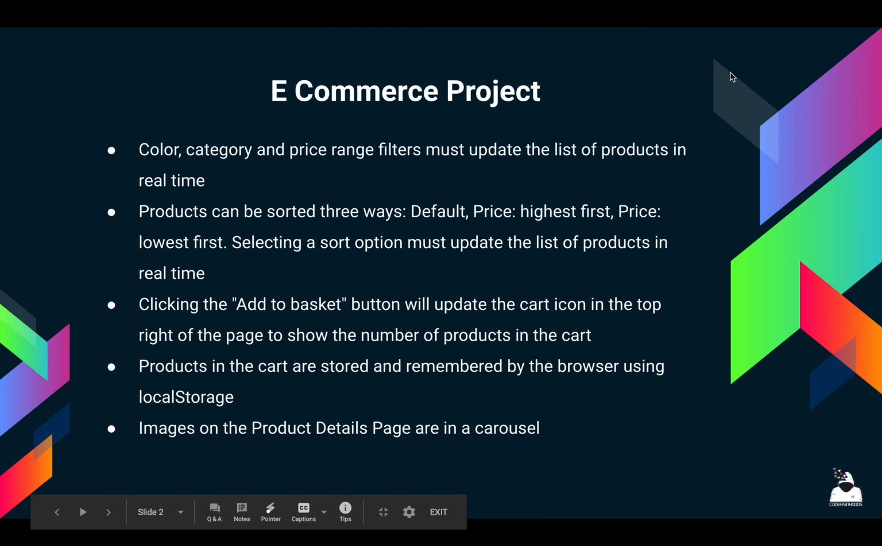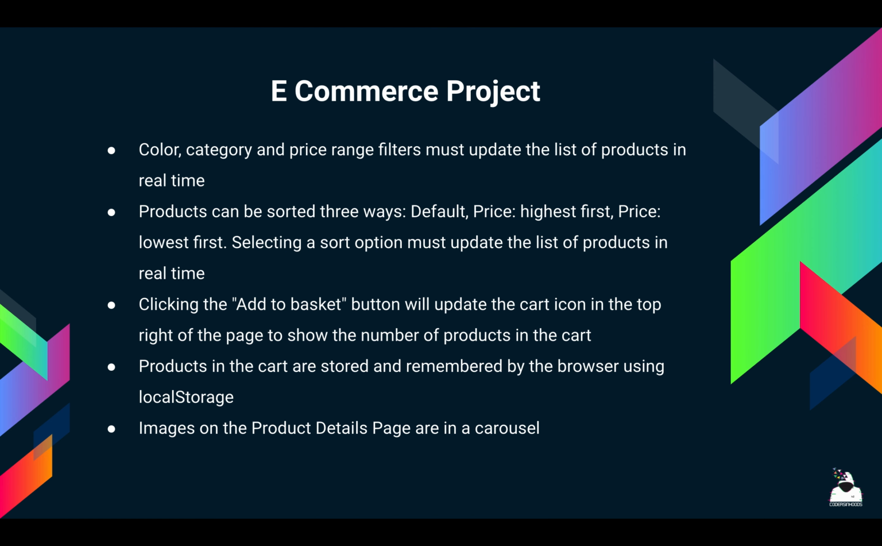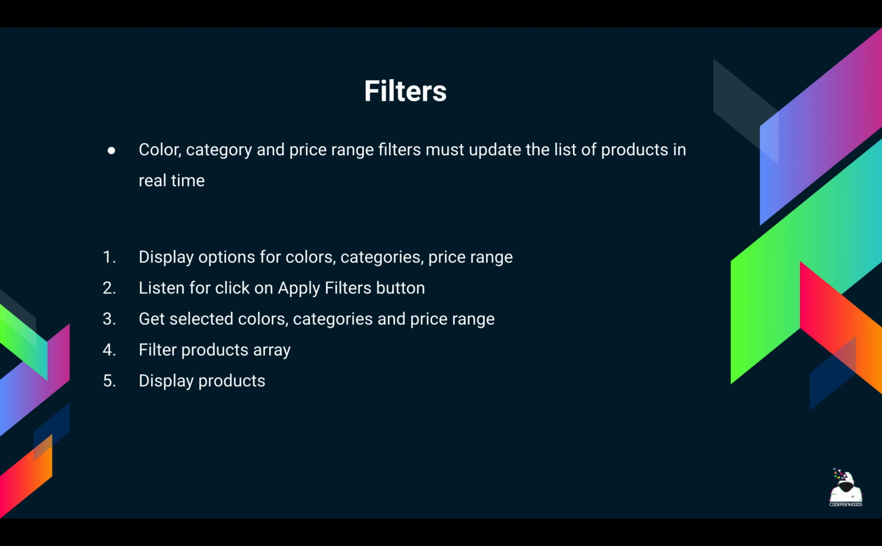Add to basket will update the cart icon in the top right of the page to show the number of products in the cart. Products in the cart are stored and remembered by the browser using local storage, and images on the product details page are in the carousel. Now, I don't think we're going to get through all of those. I can't quite remember the plan, but I'm pretty sure we don't get round to doing the carousel. But we'll see how we go. That might be something that you all request later on.